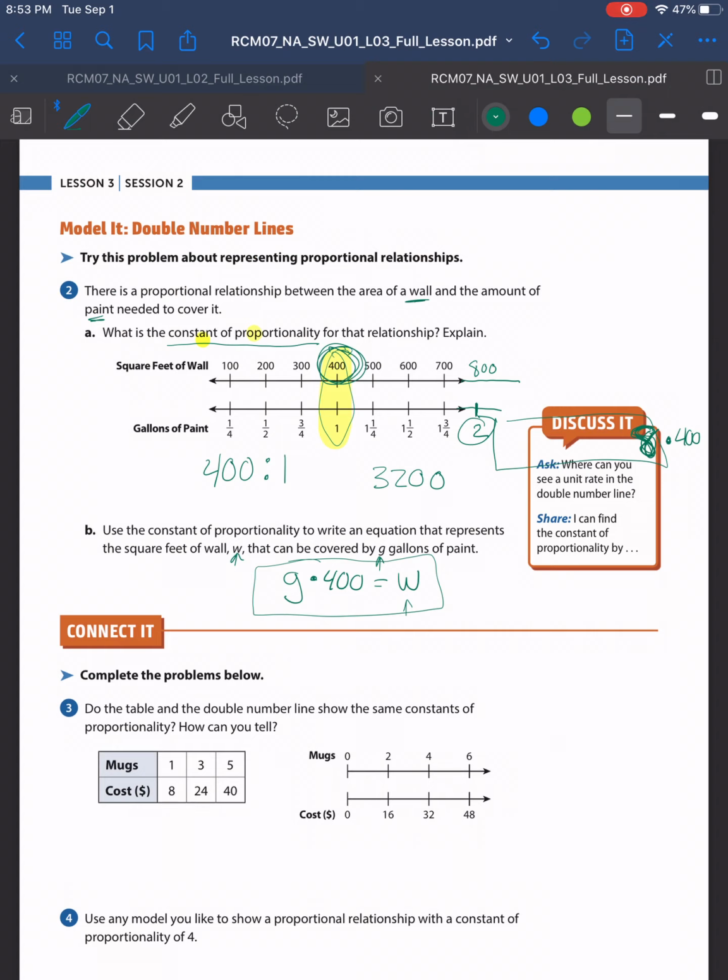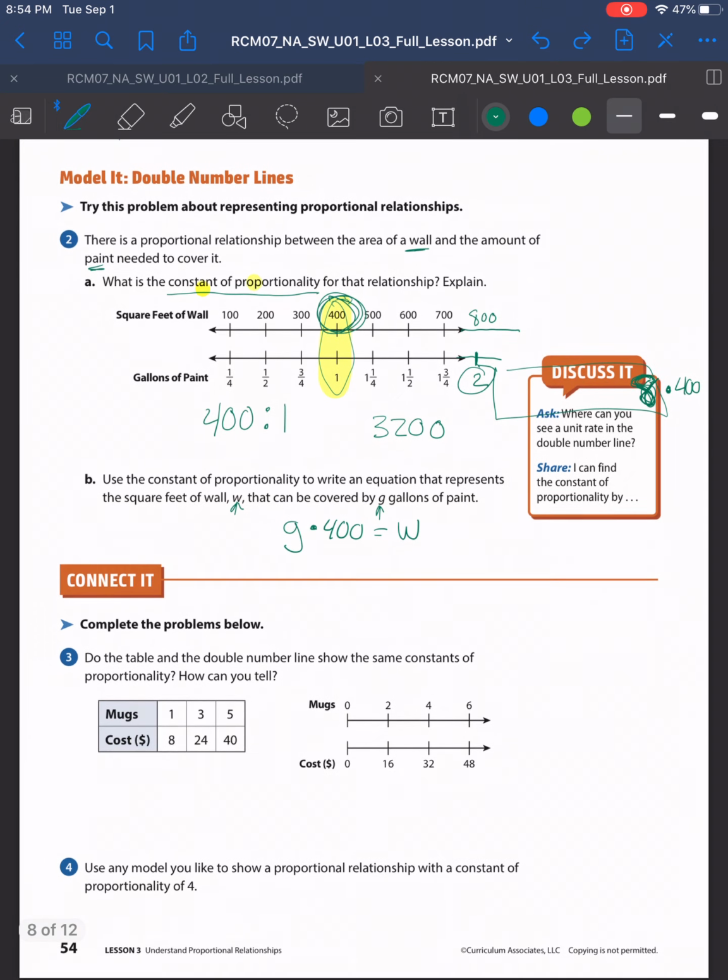Sorry guys, I keep doing that instead of hitting the back button. Okay, so let's say I want to buy 5 gallons of paint. I would put a 5 where the G is, and then it would be 5 times 400. And then I would find out how much wall it would cover, which would be 2,000. Okay, so let's go ahead and look at number 3.